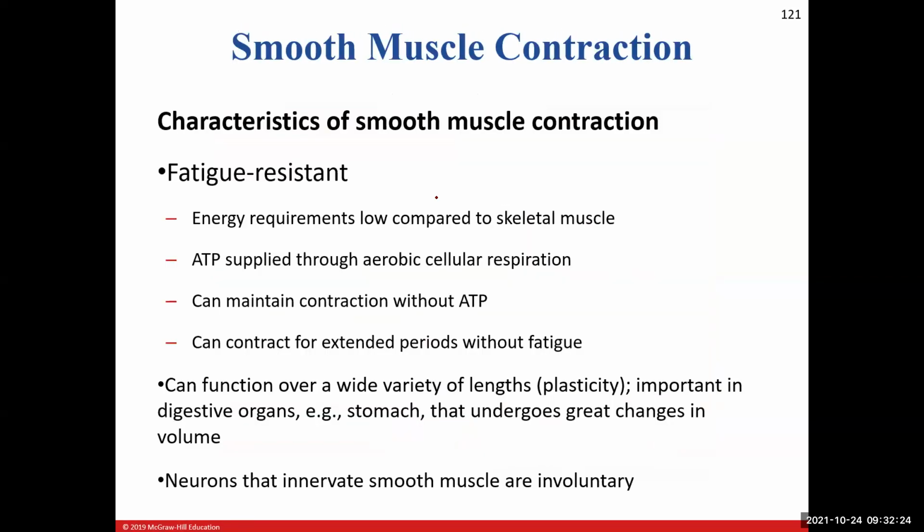One of the nice characteristics of smooth muscle is that we consider it to be fatigue resistant. And that's partially through that latch bridge mechanism. So again, energy requirements are low, but we are still going to get what energy we do need through aerobic cellular respiration, which gives us plenty of ATP. And so this will allow this smooth muscle to contract for an extended period of time without tiring out. We learned about what muscle fatigue is at the end of a sustained contraction. This is what makes smooth muscle so useful throughout many of our body's systems.